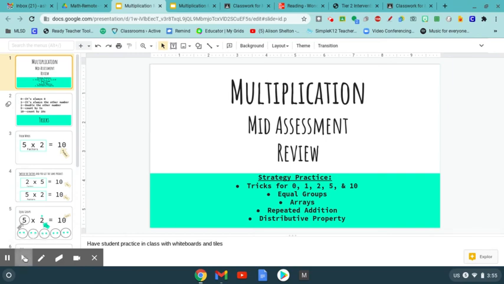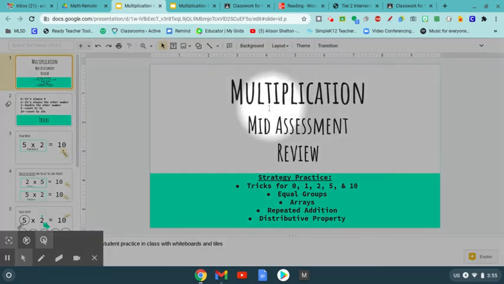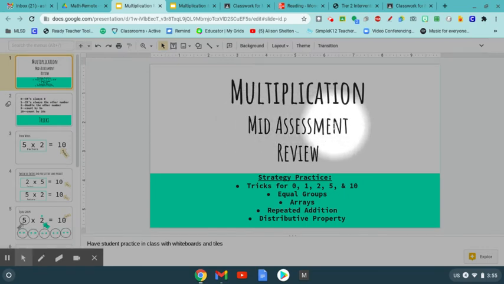Hello. Today you are going to do a quick review with me on multiplication and what we have learned, because it's time to take your mid-assessment. Remember, a few weeks ago we took our pre-assessment on multiplication to see what we needed to learn. Well, we have been learning so much. So let's review a few things before you take your mid-assessment.